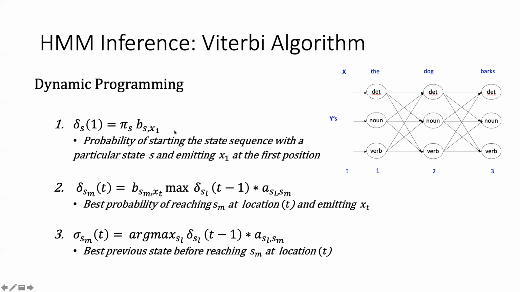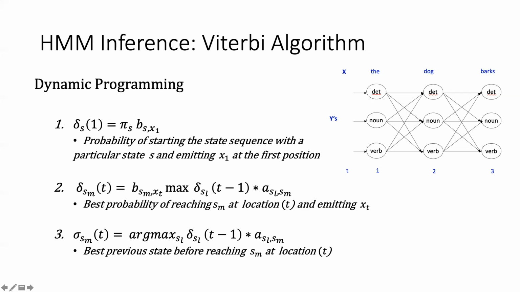In order to perform the inference, first let's define deltas here. The initial delta of S at position 1 is the probability of starting in the state S and emitting the symbol x1 in the first position. This is computed by the initial probability and the emission probability of being in state S and emitting the word x1.